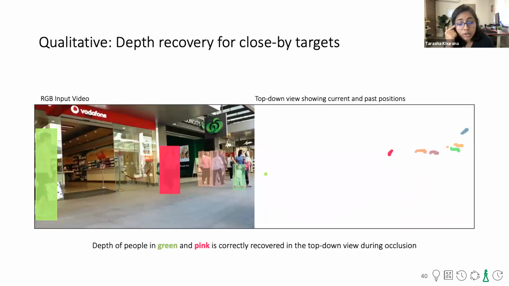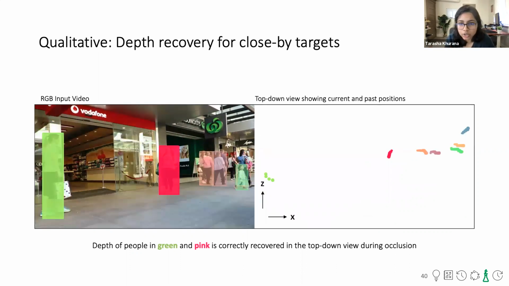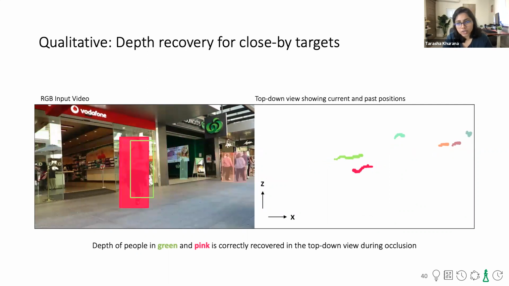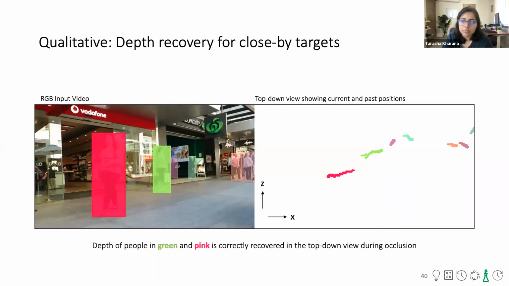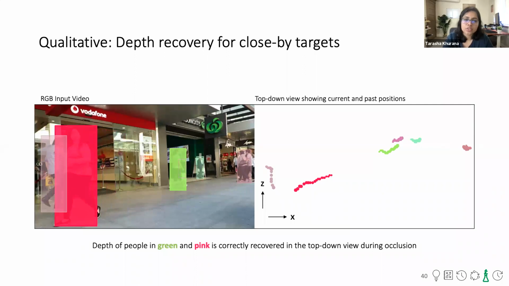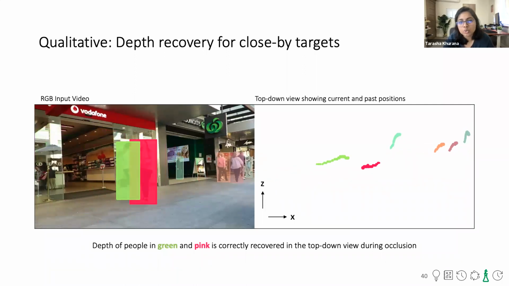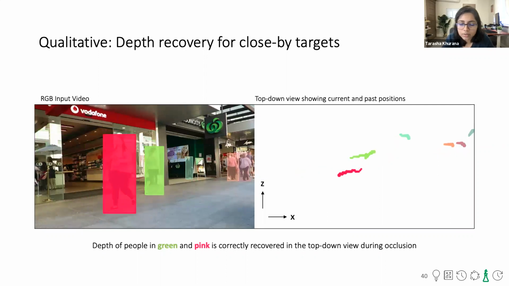Okay, here is another example where two people are crossing each other and they are pretty close to each other, even in terms of their depths. And we are still able to successfully detect the person in green and then simultaneously recover its true depth in the top-down view of the scene.